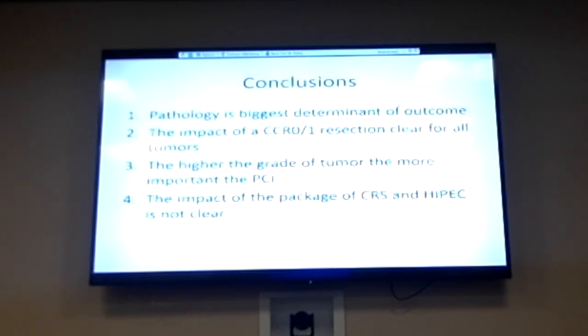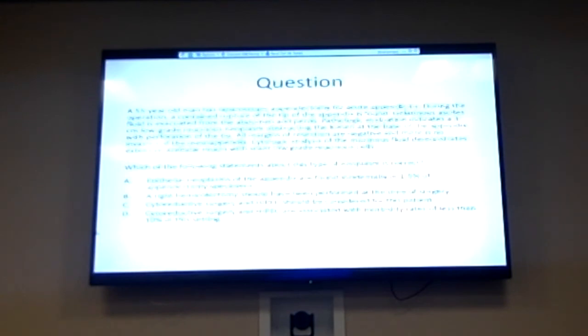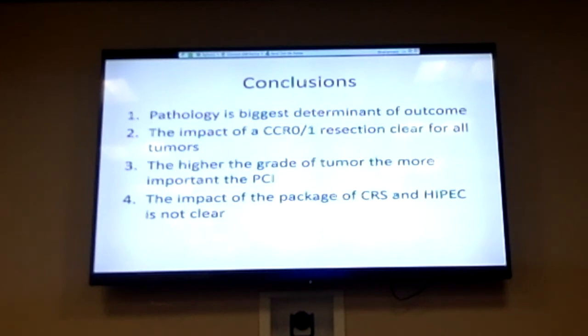And so, conclusion, pathology. The pathology is a big determinant. The impact of cytoreduction is also important. The higher the grade of the tumor, the more important the PCI, and then the impact of the package of cytoreductive surgery and HIPEC is, at the time before the PRODIGY 7, it wasn't entirely clear for colon cancer, but it's now becoming more clear.